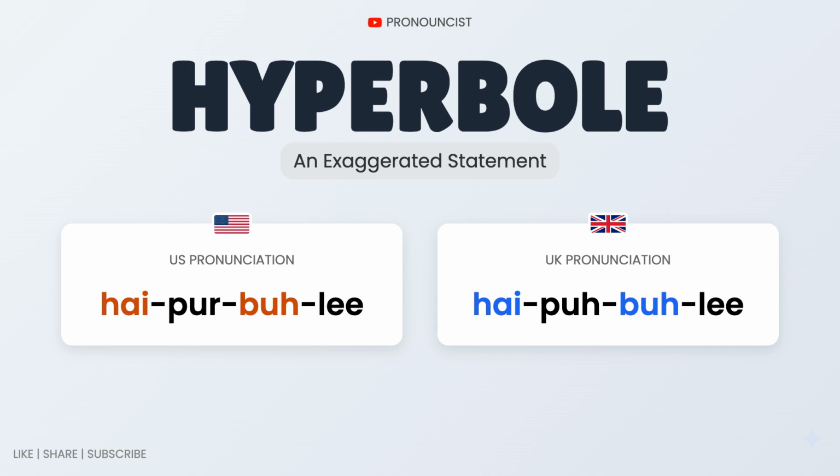Don't stress the middle. Practice repeatedly and you'll soon be able to say this word perfectly. The best way to practice is to repeat the syllable multiple times. The meaning of the word is an exaggerated statement. Try repeating this word several times to improve your pronunciation.